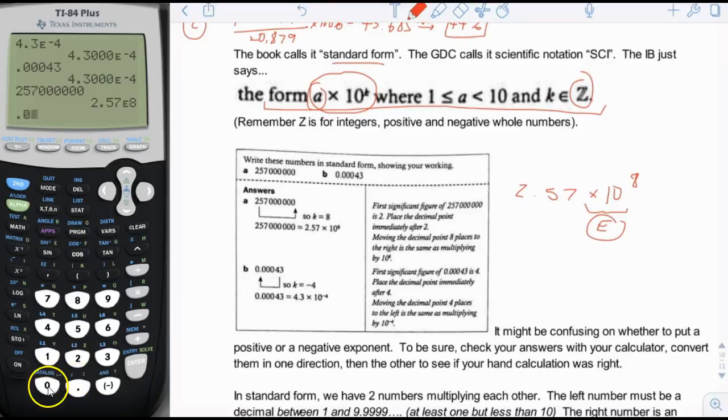We're going to take a number that's smaller than 1, 0.00043, and we're going to hit enter and change that to scientific notation. Do you notice how numbers smaller than 1 have a negative exponent here? So it's 4.3 times 10 to the negative 4. Okay? So that's not so bad, right?